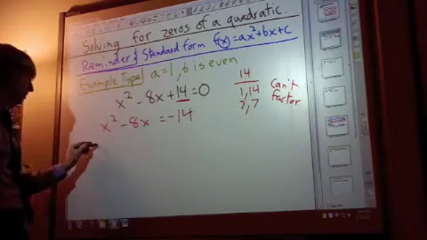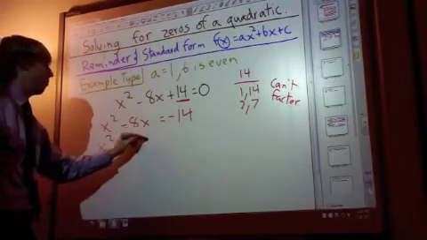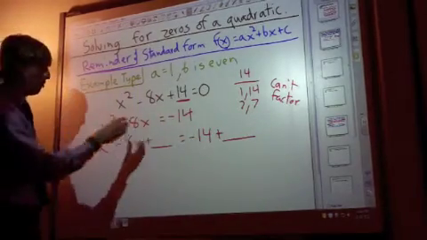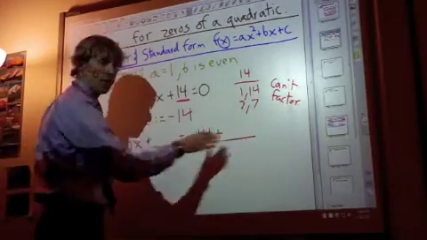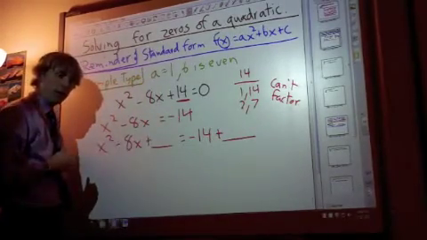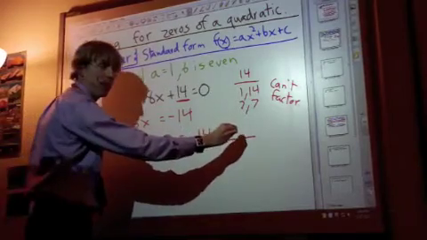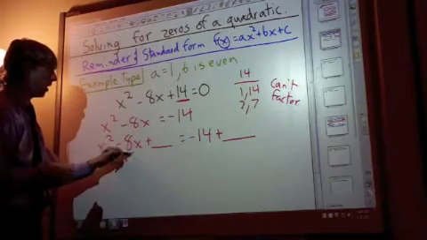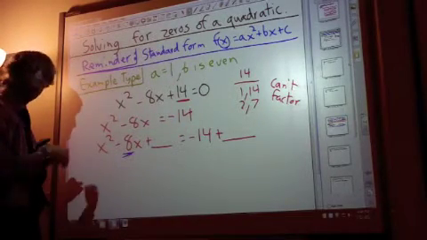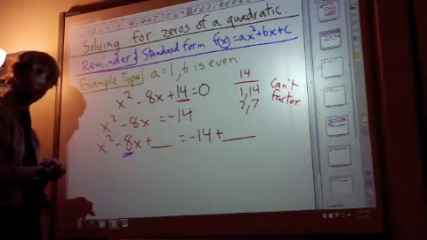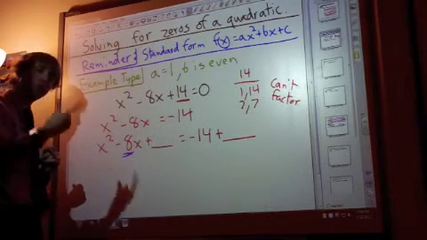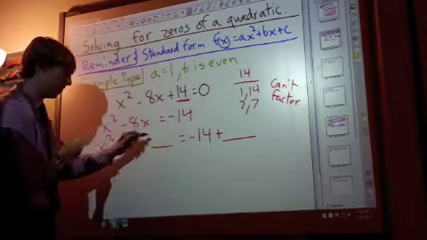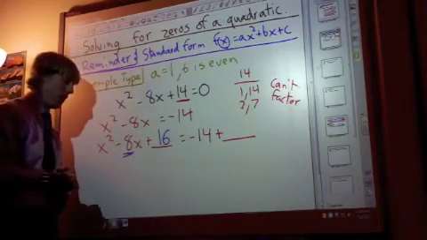Now what I like to do is set up a kind of fill-in-the-blanks game, where I'm just having a blank on this side and a blank on that side. And remember, for an equality, whatever I add over here, I have to add over on this side to keep it equal. The way it's played is basically this. You take your b value, which is negative 8, and cut it in half. So half of negative 8 is negative 4. I want you to square that value. Negative 4 squared is 16. I want you to put that on that side.